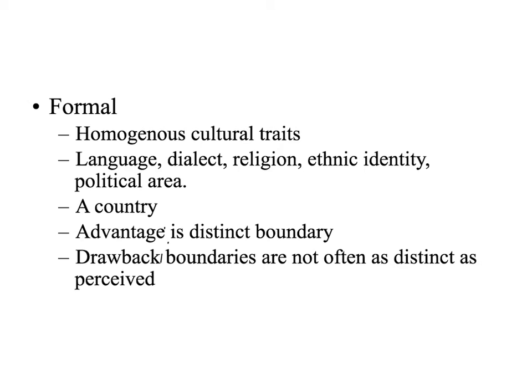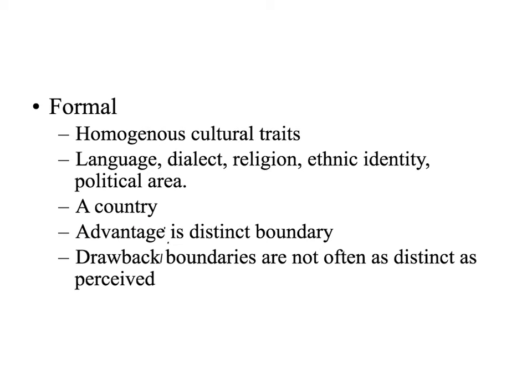So, a formal region has homogeneous cultural traits, the same cultural traits: language, dialect, religion, ethnic identity, a political area, government area, all that stuff. So those would be things that would be the same. And an example would be a country.